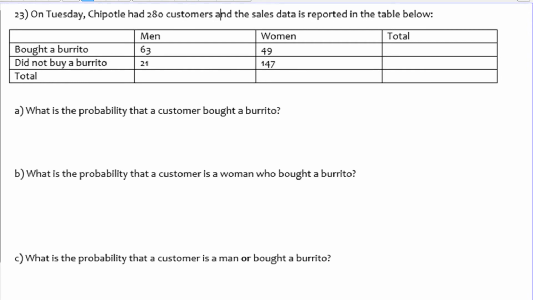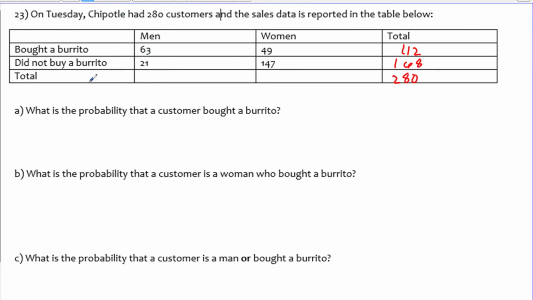I'm going to complete this table first by adding across to get the total people that bought a burrito, which looks like 112 people. Did not buy a burrito looks like 168. When I add down these columns, I better get 280, because that's what they told us was the total, and I do.